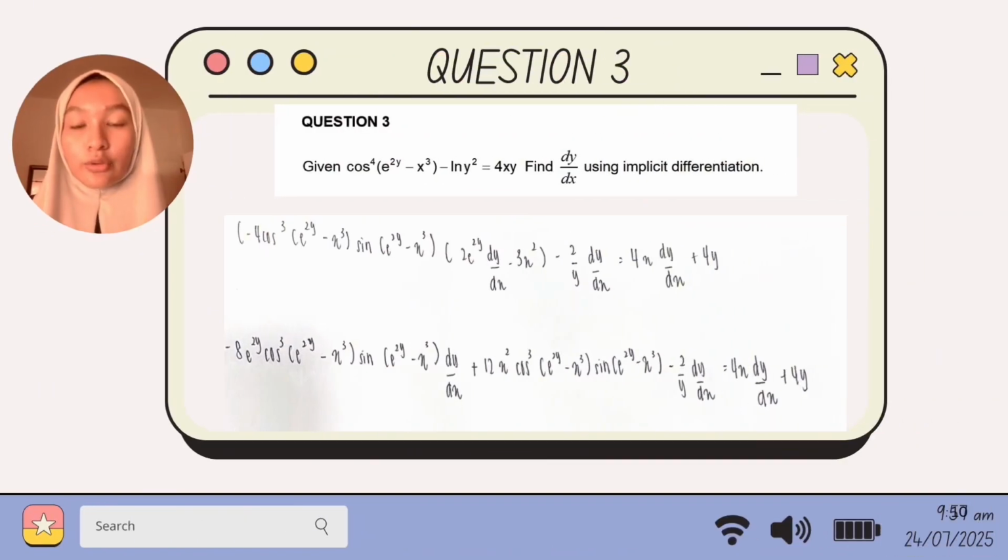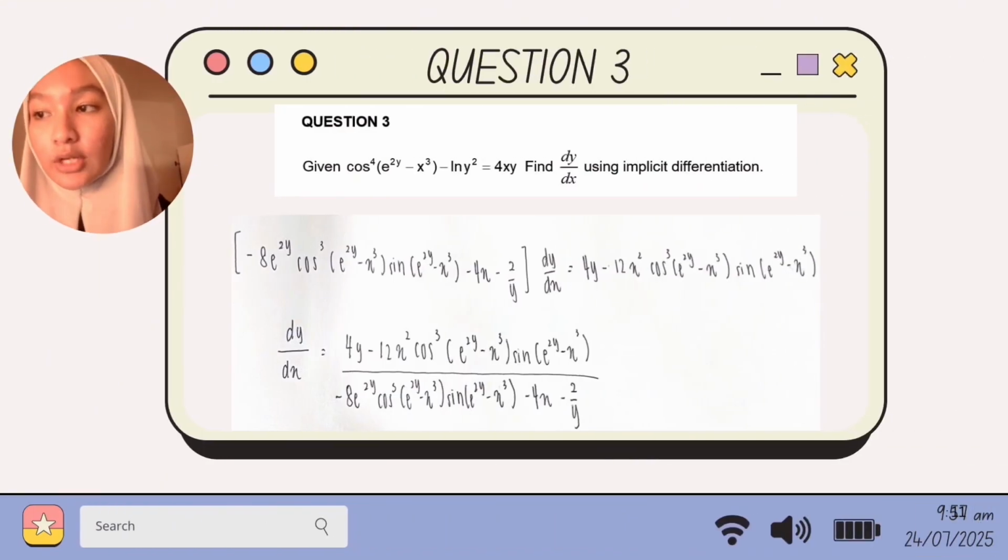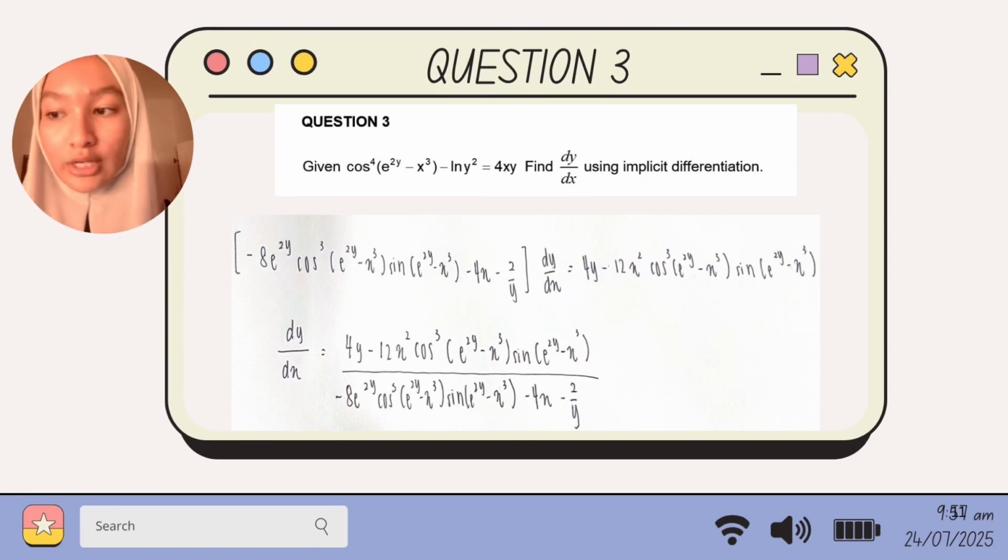So now we are going to combine everything together and expand the equation. For the second last step, we are going to move all the dy dx terms to one side and all the remaining terms to the other side. Then we are going to divide both sides by the coefficient of dy dx. In conclusion, by using implicit differentiation, chain rule and product rule, we successfully obtained the derivative dy dx for this question.